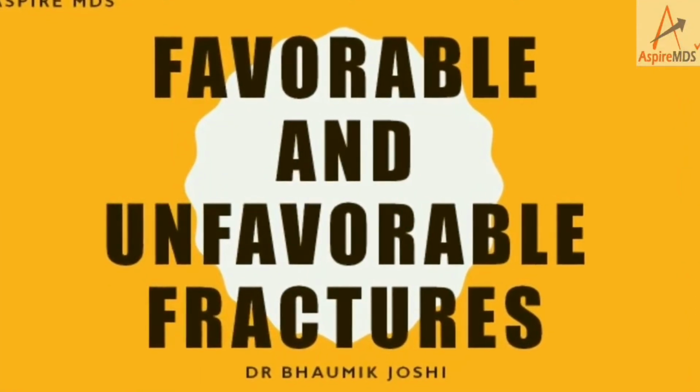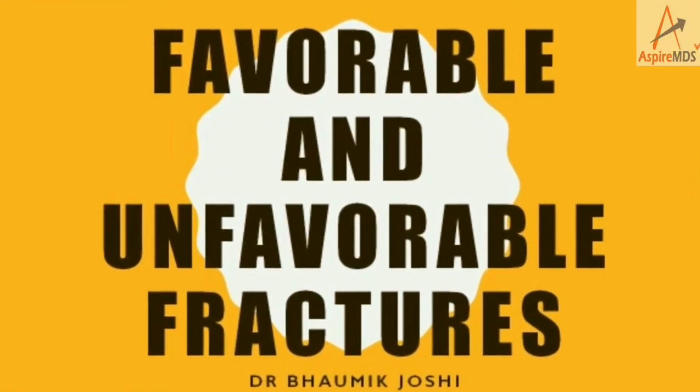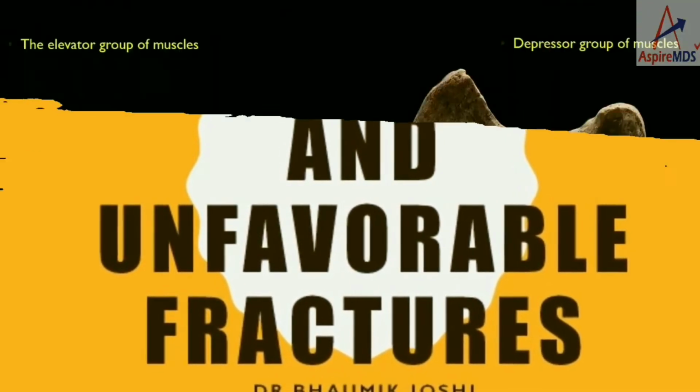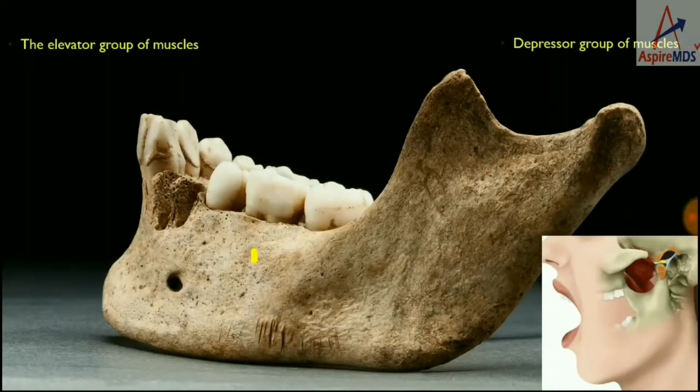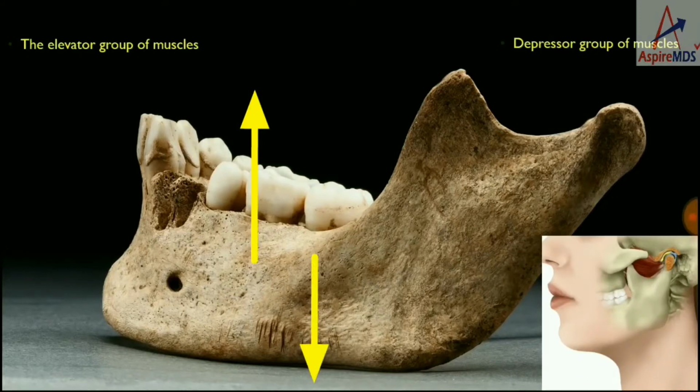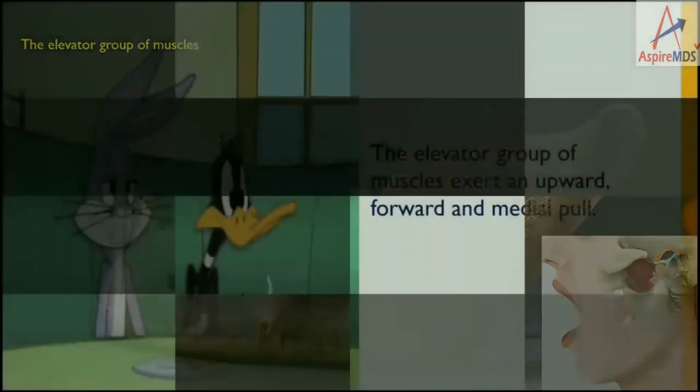Bhavamik Joshi from Aspire MDS, and in this video we will discuss the favorable and unfavorable fractures of the mandible. Before that, let's see the surgical anatomy. There are two groups of muscles, elevators and depressors, attached to the mandible, which will cause opening or closing of it.